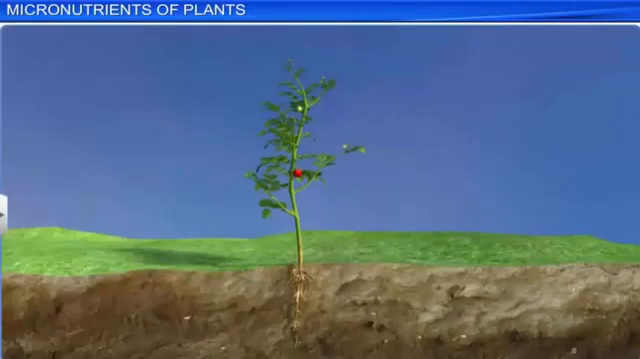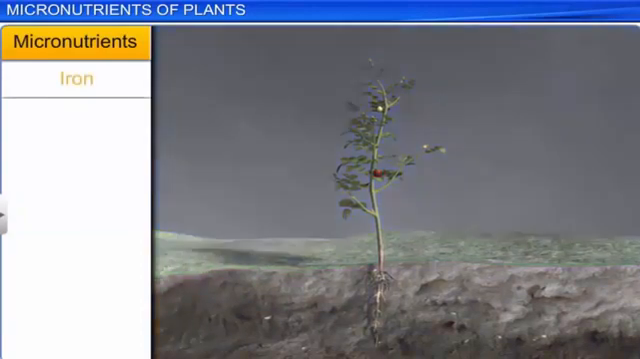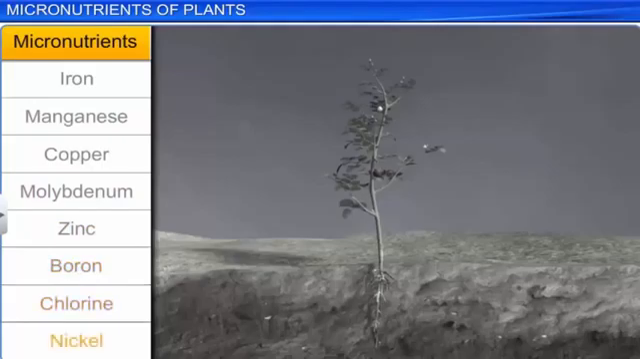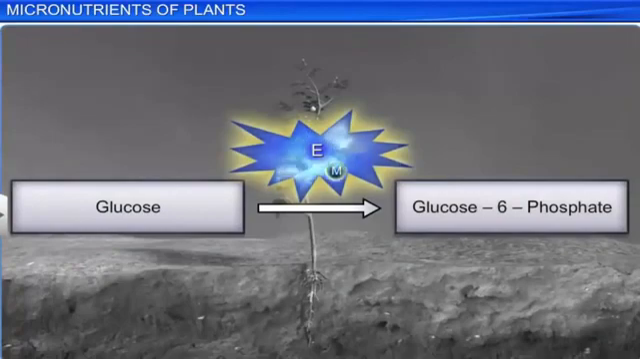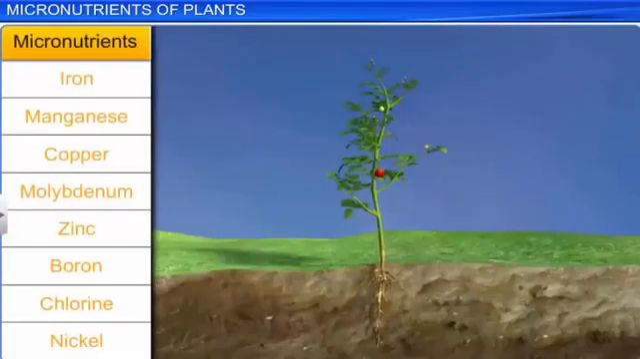The elements that are required in minute quantities by plants are called micronutrients or trace elements. Some examples are iron, manganese, copper, molybdenum, zinc, boron, chlorine, and nickel. In plants, they occur as the constituents of enzymes that catalyze biological reactions and are present throughout the body of a plant. Let's take a look at micronutrients in detail.